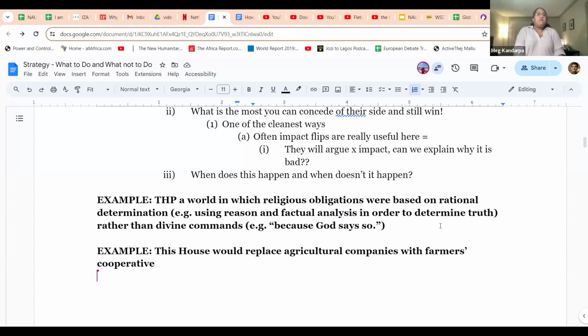Sounds good. So the motion is: This House prefers a world in which religious obligations are based on rational determination. So using reason and factual analysis in order to determine truth, rather than divine commands, because God said so.